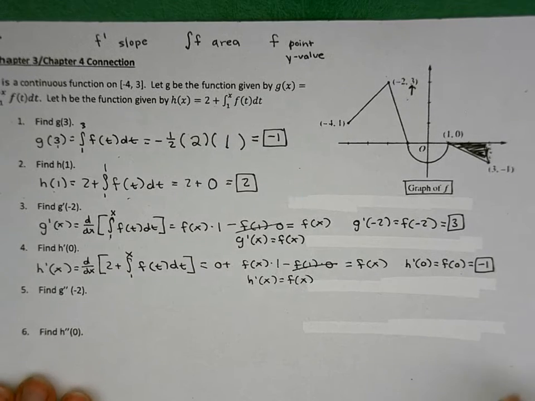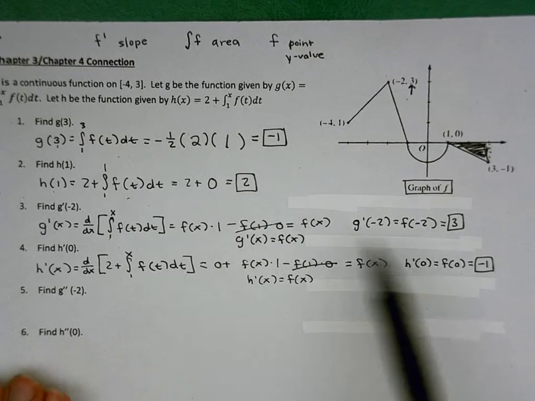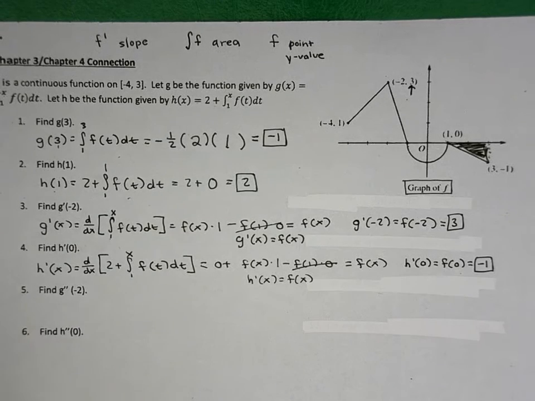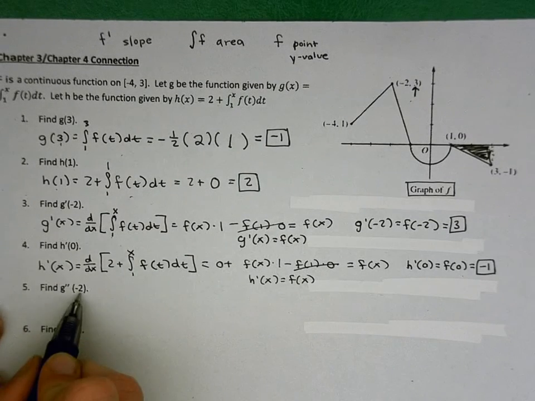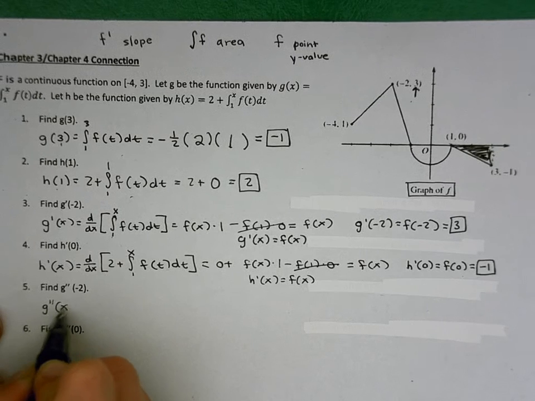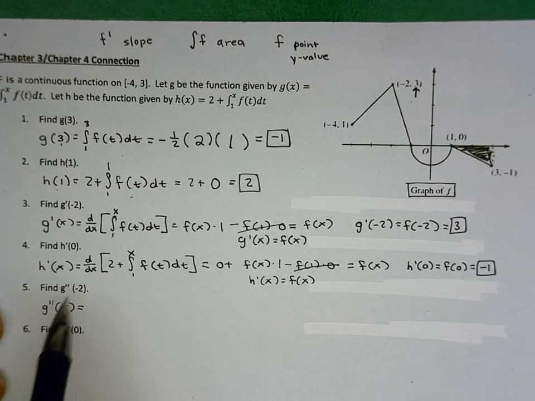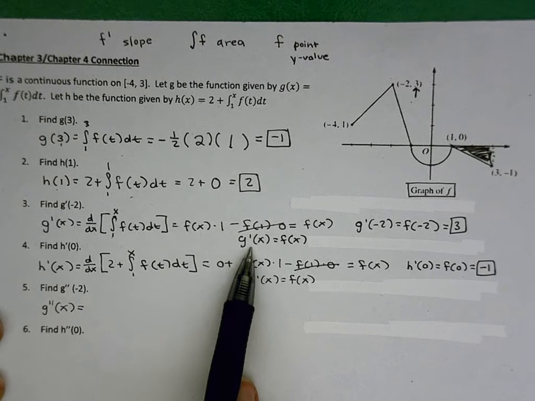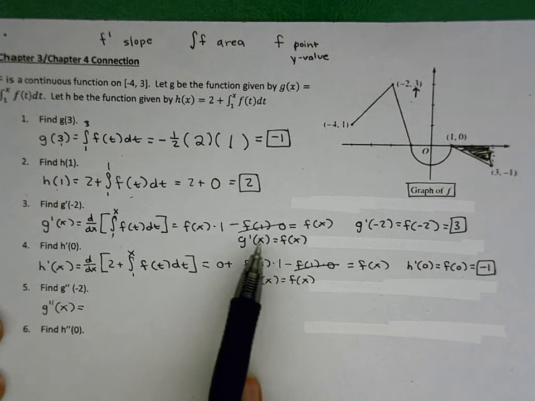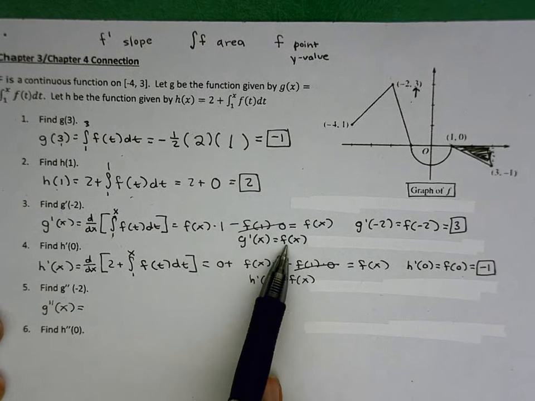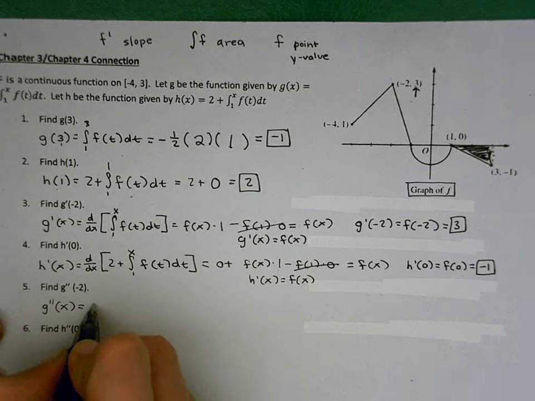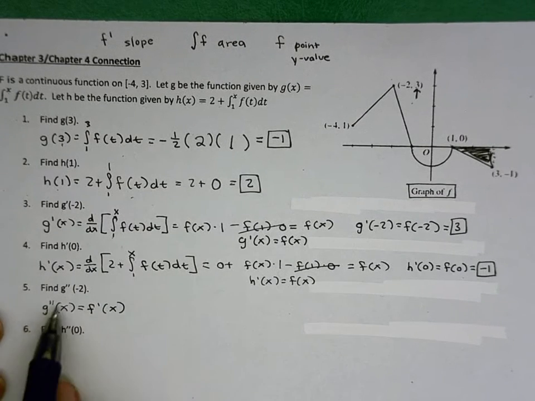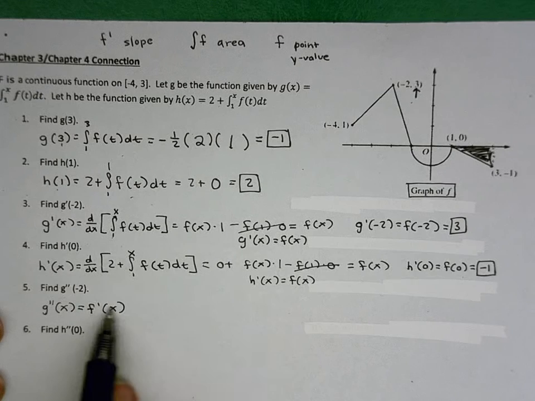Okay, last one here. So we have an integral is area, f is a point, and so here we go. G double prime of negative 2. Before we can plug in negative 2, we have to first figure out what is the second derivative of g. Well, second derivative is the derivative of the first derivative, right? So g double prime of x is the derivative of g prime of x. Well, here's g prime of x. G prime of x was f of x. So the derivative of g prime of x is the derivative of f of x, f prime of x. And the second derivative, the derivative of the first derivative, is f prime.